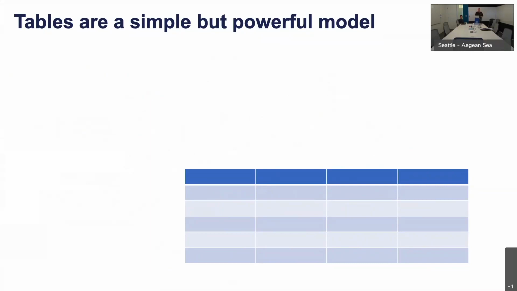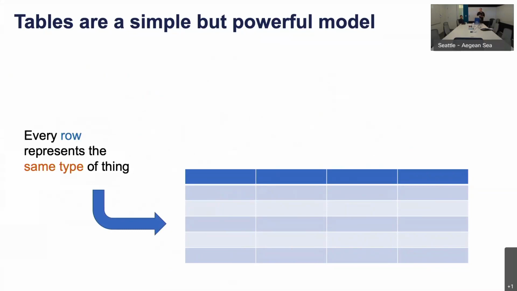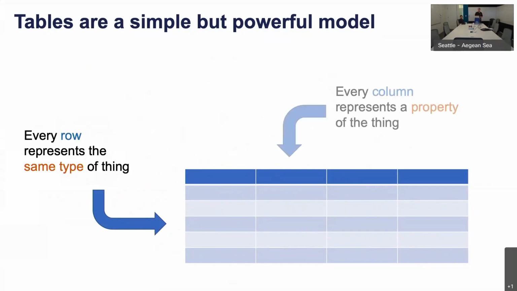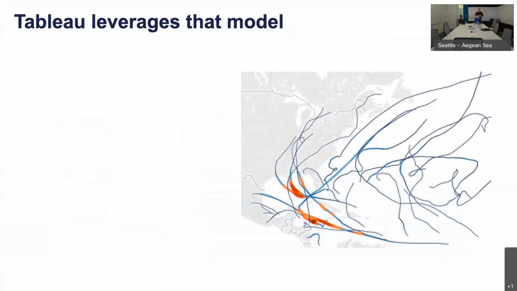Tables are a simple but really powerful way to model information, which is why there's so many relational databases. In a well-shaped table, every row represents the same type of thing. And every column represents a property of the thing. So a row might be people, or sales, or a flight. A column could be a name, or a dollar amount, total sales or cost, or a distance. And using that simple model, we get all of the visualizations that Tableau supports.